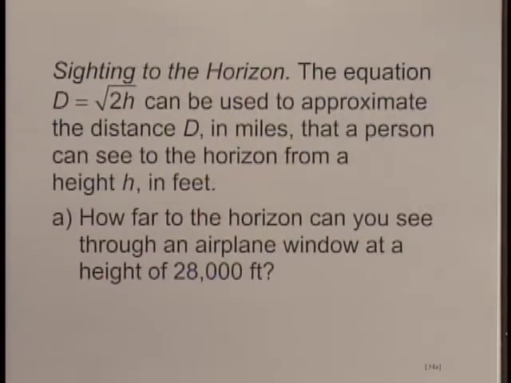This is an exercise about sighting to the horizon. The equation d equals the square root of 2h can be used to approximate the distance d in miles that a person can see to the horizon from a height h in feet. How far to the horizon can you see through an airplane window at a height of 28,000 feet?